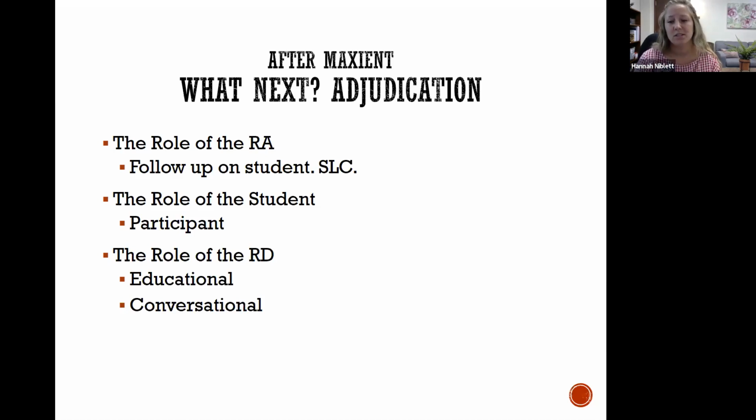The role of the student is the participant in the adjudication process, and the role of the RD is to be educational and conversational. So the student will come in, sit down in the office. Well, this year it'll probably be over Zoom, but we give some ground rules for the situation, and then the student just gets to tell their side of the story. And then we, of course, have your account of the story in our IR. And we do read that IR to the student. So that's another thing to keep in mind when you're making sure that you're free of bias.